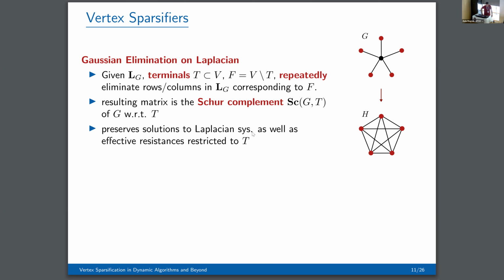Okay, so this is the basic question you ask, and this is the question asked in physics, also known as Kron reductions, and there are actually many definitions in the literature. It turns out that if you know a bit of electrical network theory, there's a fairly natural way of putting weights on this clique. Unfortunately, as you see, even if you start with a tree, like this star, the graph becomes very dense.